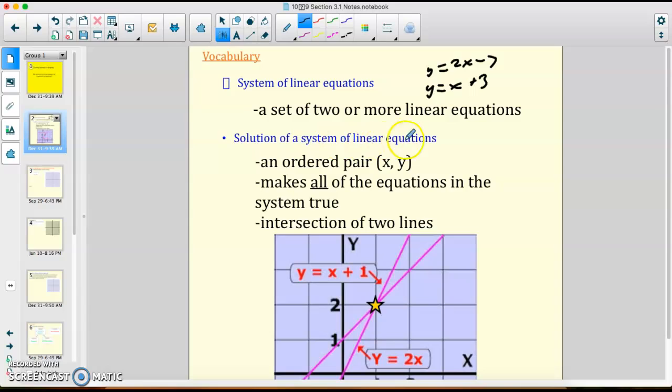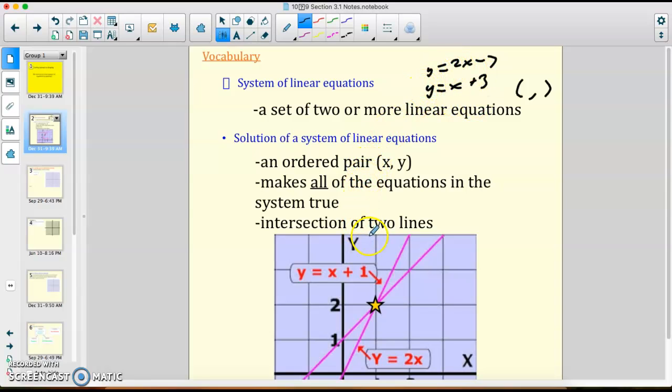All right, solution of a system of linear equations. The solution we're going to put into an ordered pair, an x and a y value that makes all of the equations true. So we would find an ordered pair x comma y, and if we plugged in the x number and the y number, it would work out in both situations.